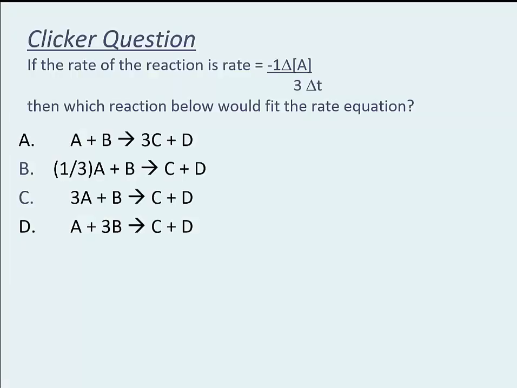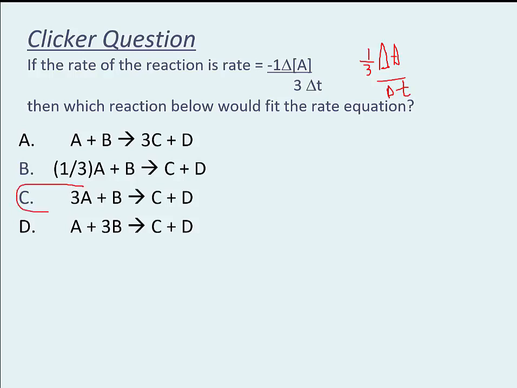All right? So here's an example clicker question. If the rate of reaction is 1 delta A over 3 delta T, right? And that's going to come out as 1/3 delta A over delta T, right? Which reaction is going to fit that rate equation? Pause the video, give yourself a second to answer. Okay, good. Let's take a look.